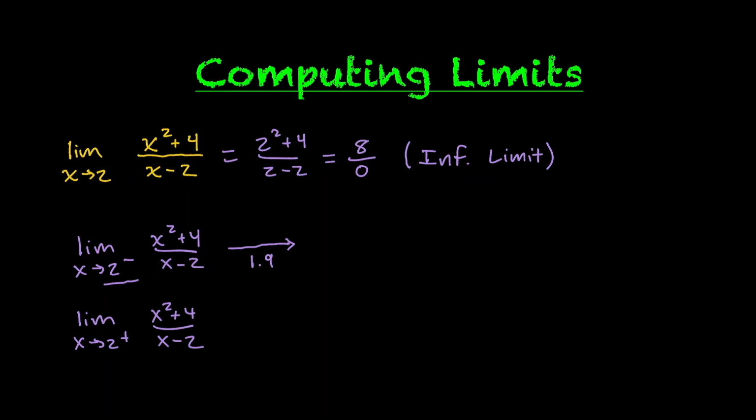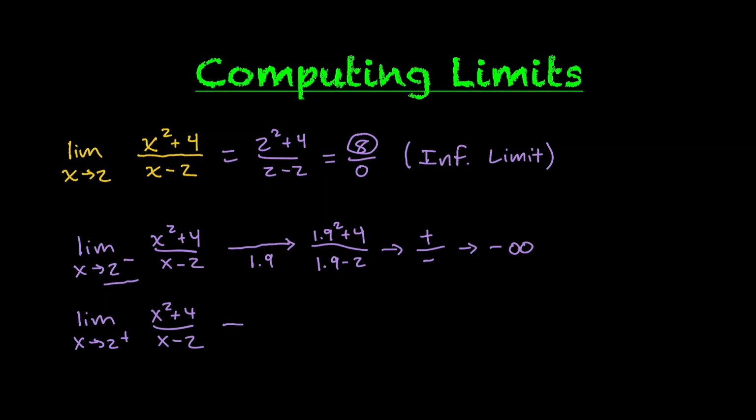If we plug it into the top, 1.9 squared plus 4, that's going to be positive. It's going to be pretty close to 8, which is positive. It's going to be a little bit less than it, but all I need is positive. On the bottom, 1.9 minus 2 is negative 0.1, but I really don't care about that 0.1. I just care about it being negative. So overall, we have a positive divided by a negative, so it goes to a negative, and since I already know it goes to infinity, it goes to negative infinity.